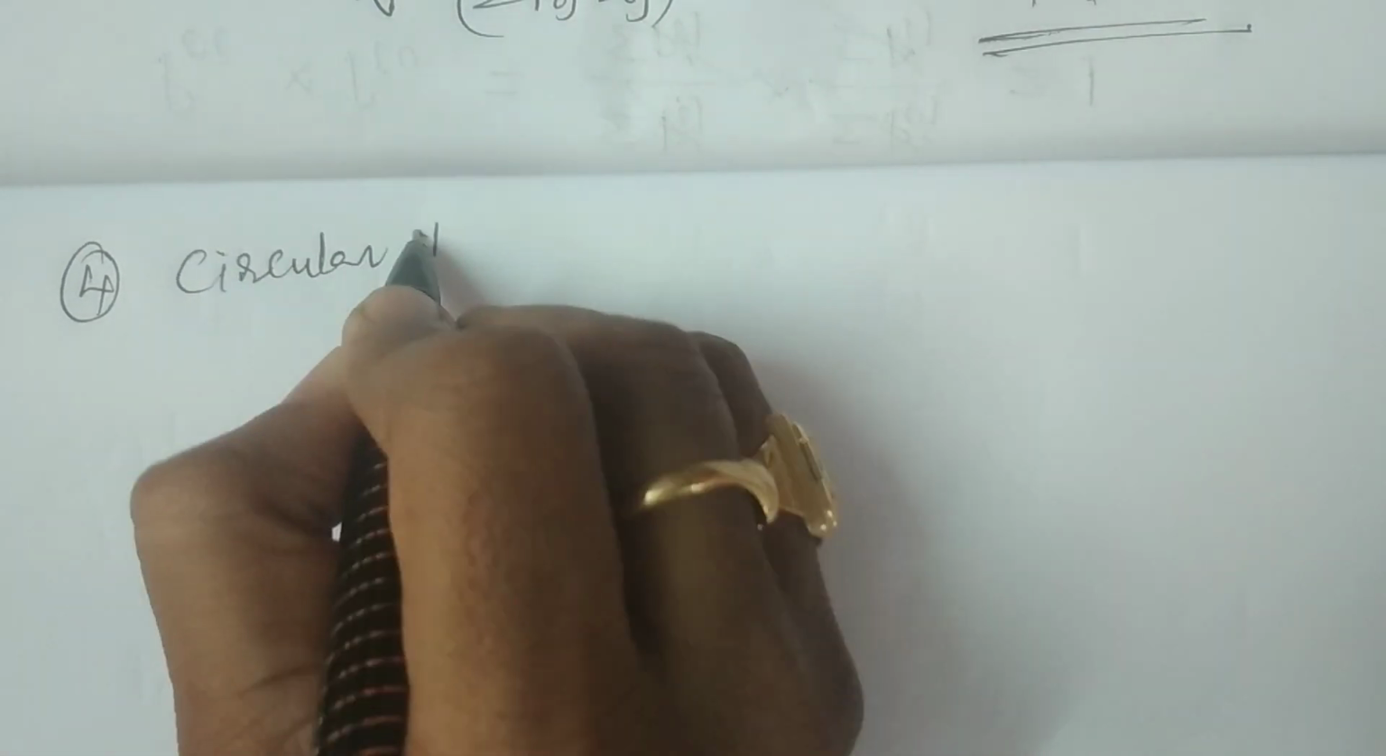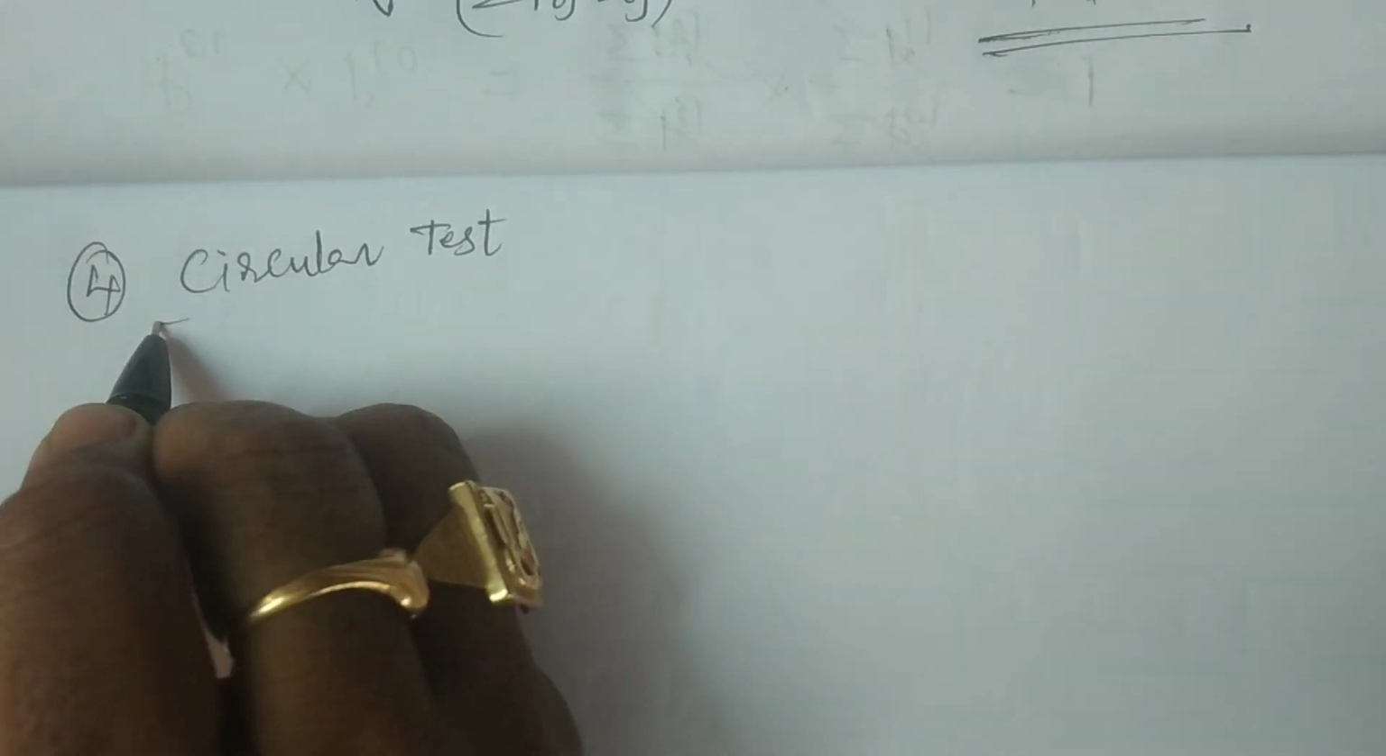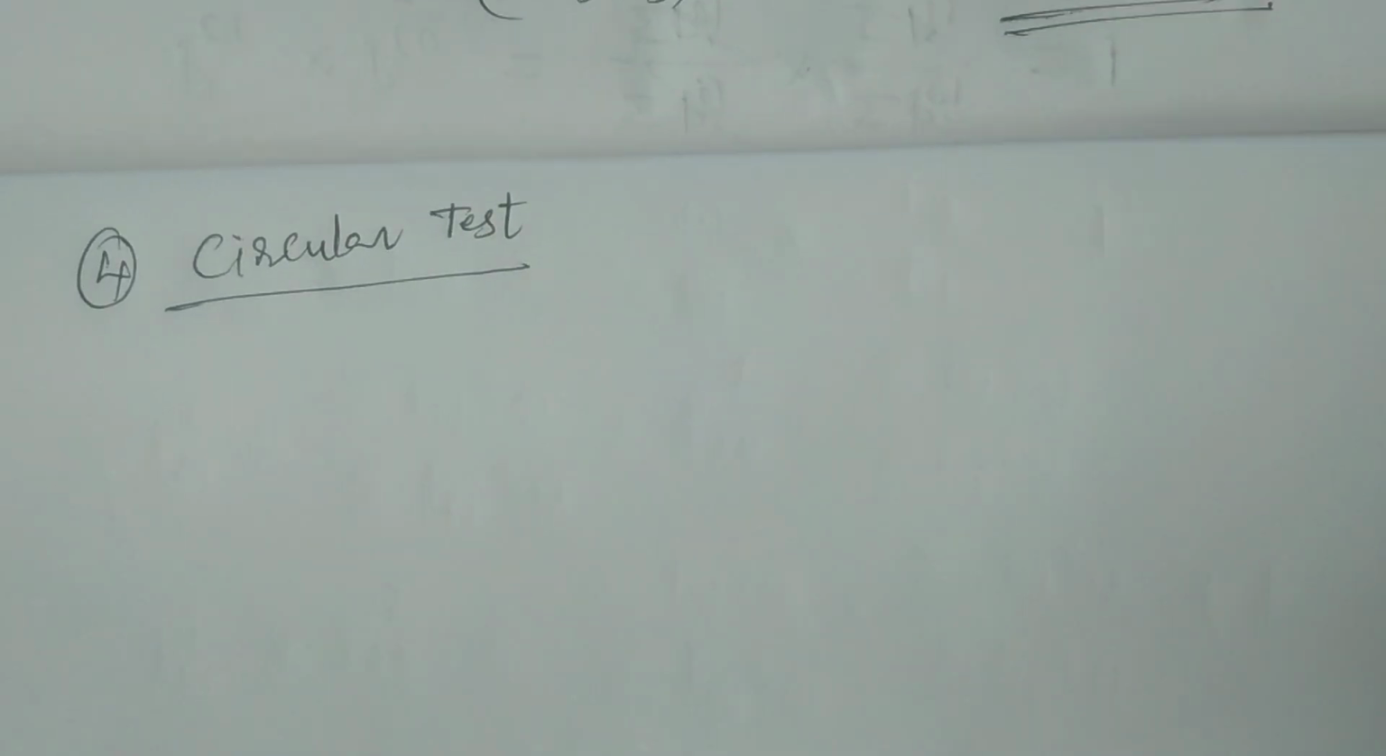Circular test. These are the four important tests. What is the circular test? The circular test is based on shiftability of the base period, which means, you see here, it's an extension of three time periods. Actually, it's an extension of the time reversal test.